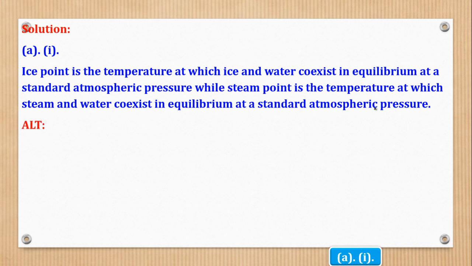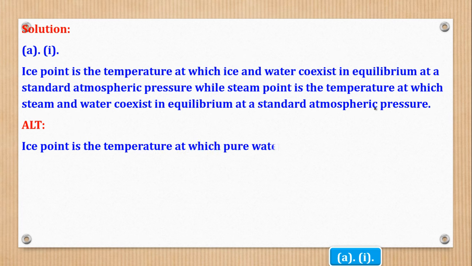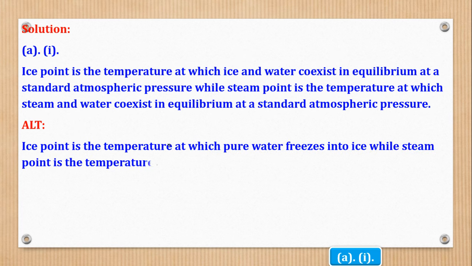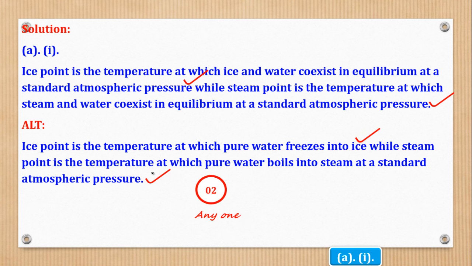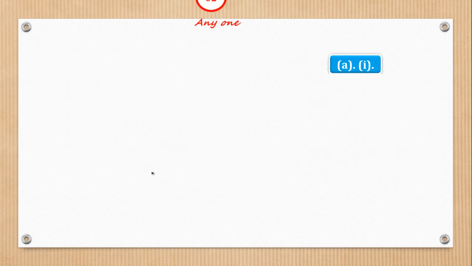But you can also distinguish them in this way: ice point is the temperature at which pure water freezes into ice, while steam point is the temperature at which pure water boils into steam at standard atmospheric pressure. So any of the two is okay. That was A Roman 1. Now we shall go to A Roman 2.